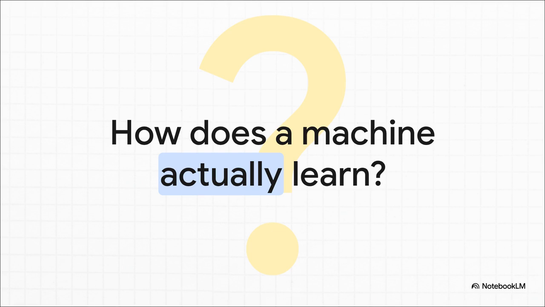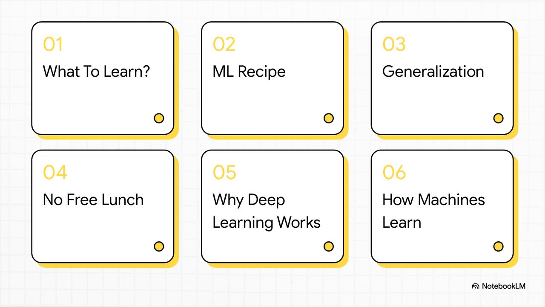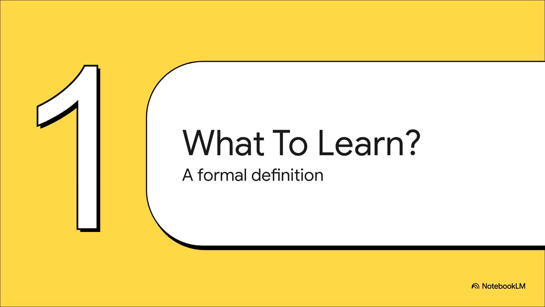To get to the bottom of that, we need a plan. All right, so here's our roadmap. We're going to start with what learning even is in this context. Then we'll build the basic recipe for how it all works. After that, we'll tackle the single biggest challenge in the whole field, and finally, we'll see what makes modern deep learning so incredibly powerful.